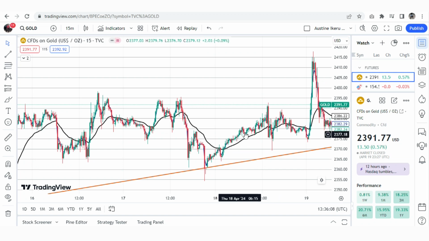So if you watch, you see that I was able to catch this move, and then this long red candle came down and hit my break even.